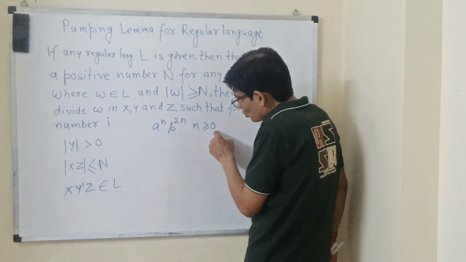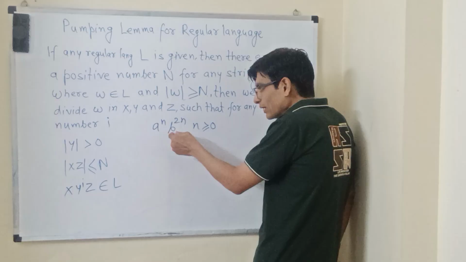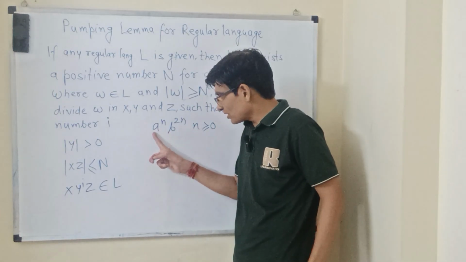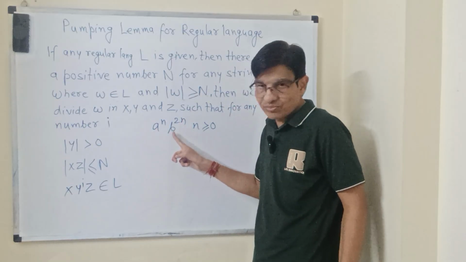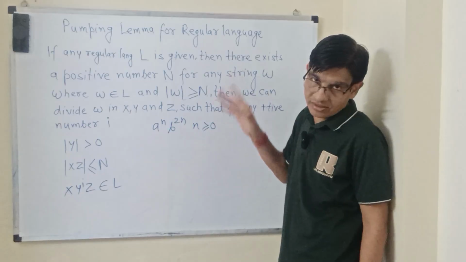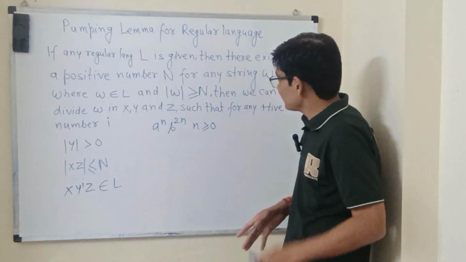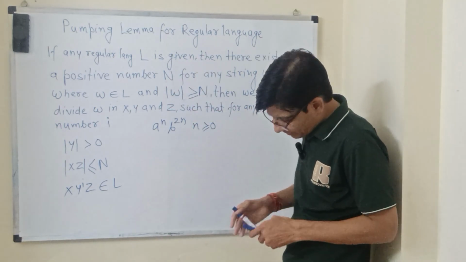Now for n equal to 1, one occurrence of a would be there and two occurrences of b would be there. So as many a's as we have, the number of b's would be exactly double of that. So this is the language. Now we can consider the value of n to be any positive number here.